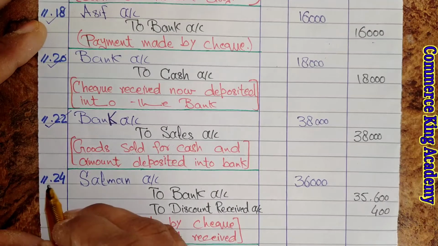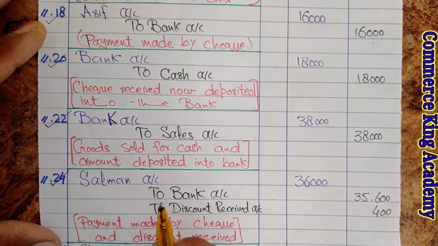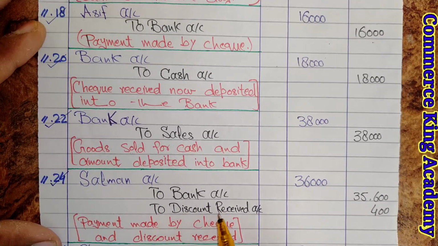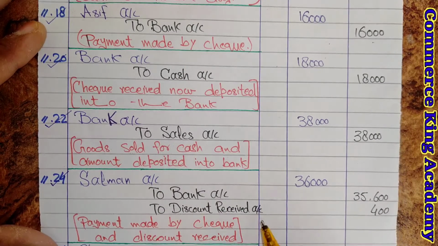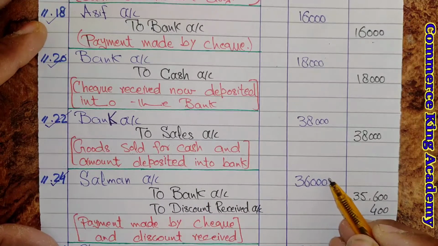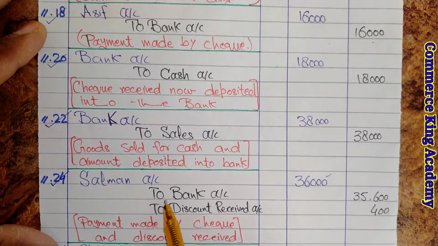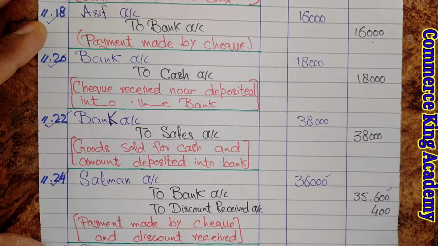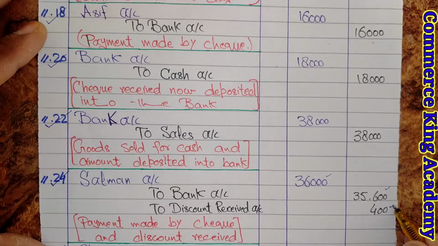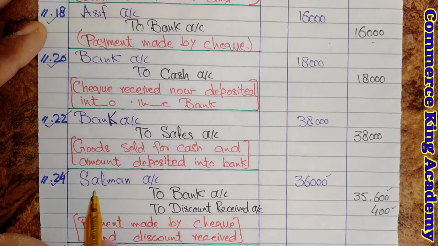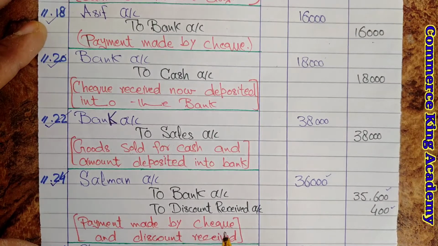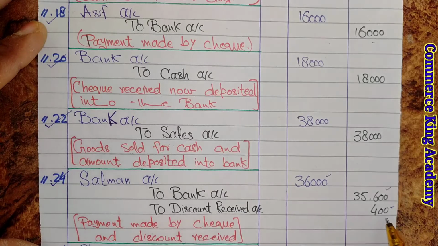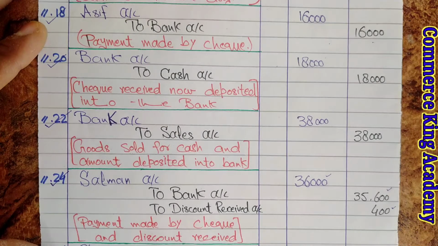So understand here, Jan 24, Salman account debit to bank account credit and also to discount received account credit. Salman account total amount was 36,000 rupees. Okay? And actually paid 35,600 rupees. Okay? Remaining amount, which is 400 rupees, will be treated as a discount received from Salman. Okay? With details, payment made by check and discount received amounted 400 rupees. Do you understand this transaction? Okay, now we will move toward next transaction.